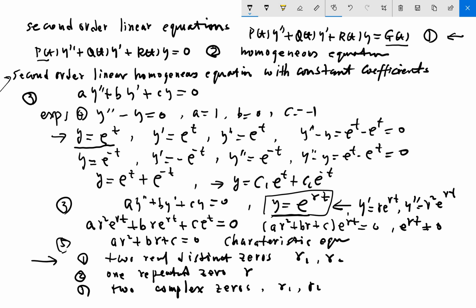We want to solve equation 3, which is a second-order linear homogeneous equation with constant coefficients. That means A, B, C here are constants. To solve this equation, we try this kind of solution. We want to find R such that this is a solution, so we put it back in the equation. Then we figure out that if R is a solution of equation 5, which is the characteristic equation for equation 3, then e to the rt will be the solution.